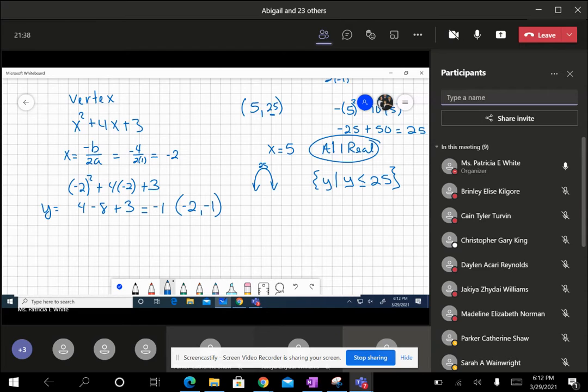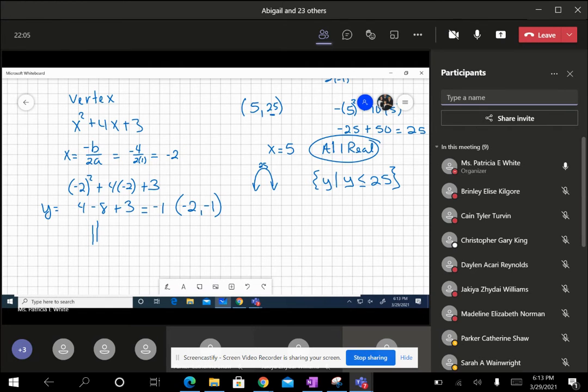Make sure you are able to get your vertex, guys, because I promise you it will be in several problems. I'm not asking you about the vertex directly, but when I ask you for axis of symmetry or when I ask you for the range, you're gonna have to be able to give me that x and y.